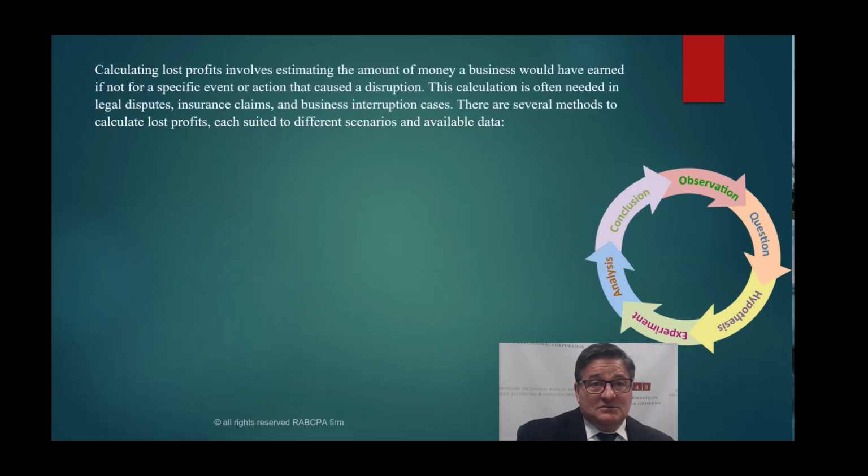Now, calculating lost profits involves estimating the amount of money the business would have earned in a specific time period, okay, based on what the disruption caused. Now, calculations are often needed in legal disputes, insurance claims, business interruption cases. Now, I guess my case is really a business interruption case.